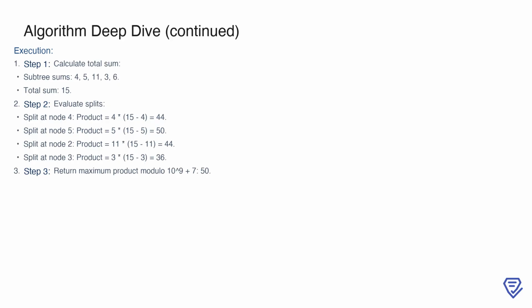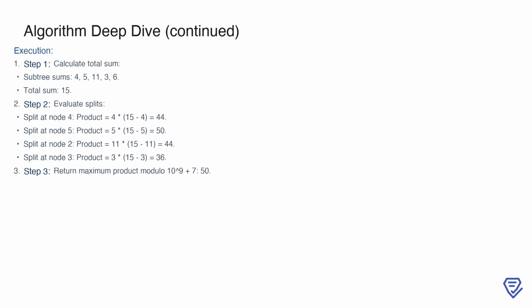First, we calculate the total sum of the tree. The subtree sums are as follows: for node 4, it's 4, for node 5, it's 5, for node 2, it's 11, for node 3, it's 3, and for the root node, it's 15. The total sum of the tree is 15.